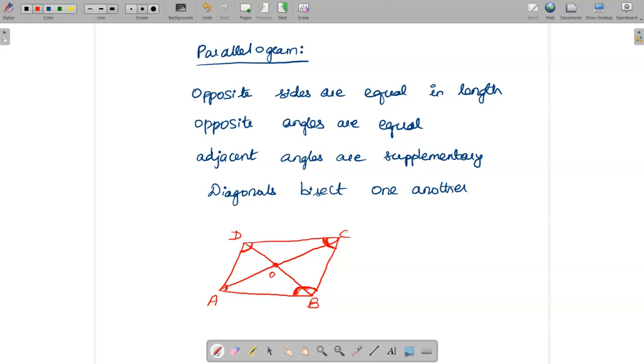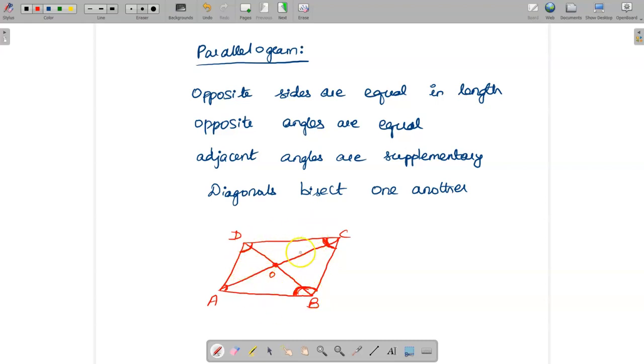Hello students, today we are going to see chapter 3, example 3. In example 3, they have discussed the parallelogram. First we need to know what the properties of the parallelogram are. So let us consider this one parallelogram.